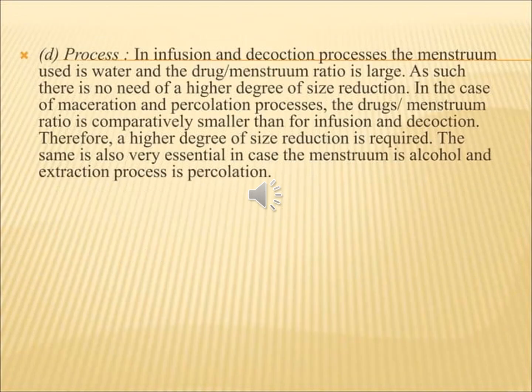Then the process. In infusion and decoction process, the menstruum used is water and the drug menstruum ratio is large. As such, there is no need of higher degree of size reduction. In the case of maceration and percolation process, the drug and menstruum ratio is comparatively smaller than for infusion and decoction. Therefore, a higher degree of size reduction is required. The same is also essential in case the menstruum is alcohol and the extraction process is percolation.